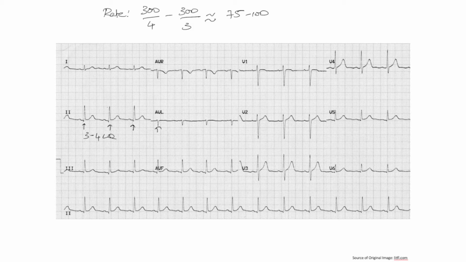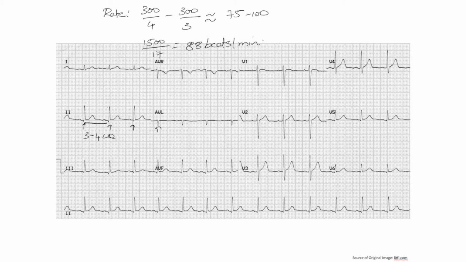Another way to estimate it would be based on the number of small squares. So if you would count the number of small squares between consecutive waves, we can probably assume that there are about 17 small squares. 1500 divided by 17, and that would be approximately 88 beats per minute.